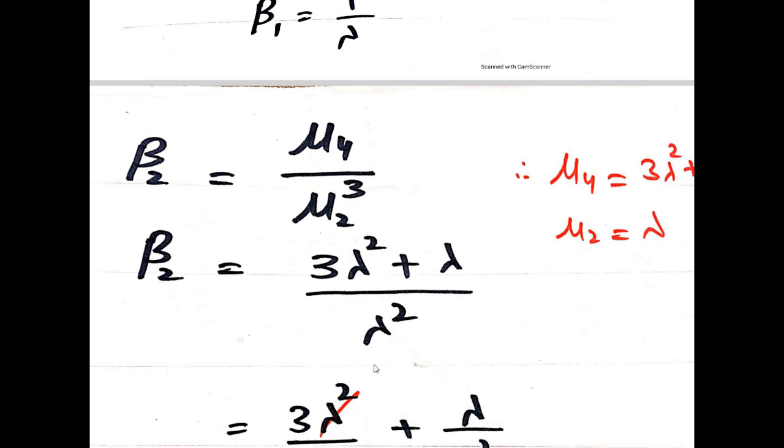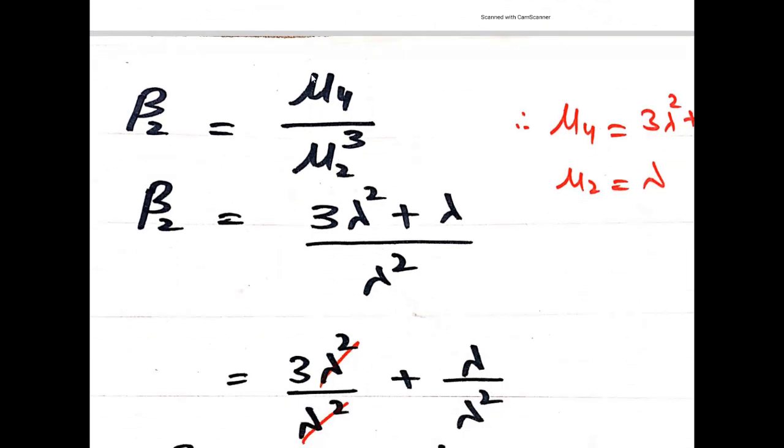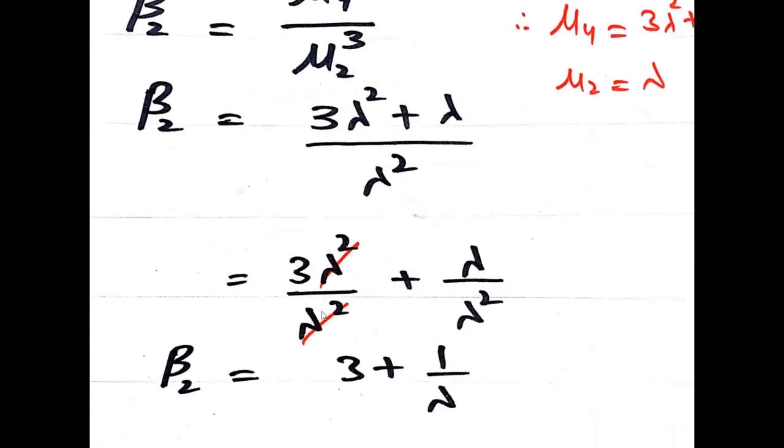Beta 2 is equal to mu4 over mu2 square. Here write mu2 square, this is an error. So mu4 is equal to 3 lambda square plus lambda. Mu2 is equal to lambda. So write here 3 lambda square plus lambda over lambda square, by parts: 3 lambda square over lambda square plus lambda over lambda square. Cut this lambda square with this lambda square, we have 3 plus, cut this lambda with this, because here is lambda dot lambda, we are left with 1 over lambda. So 3 plus 1 over lambda.